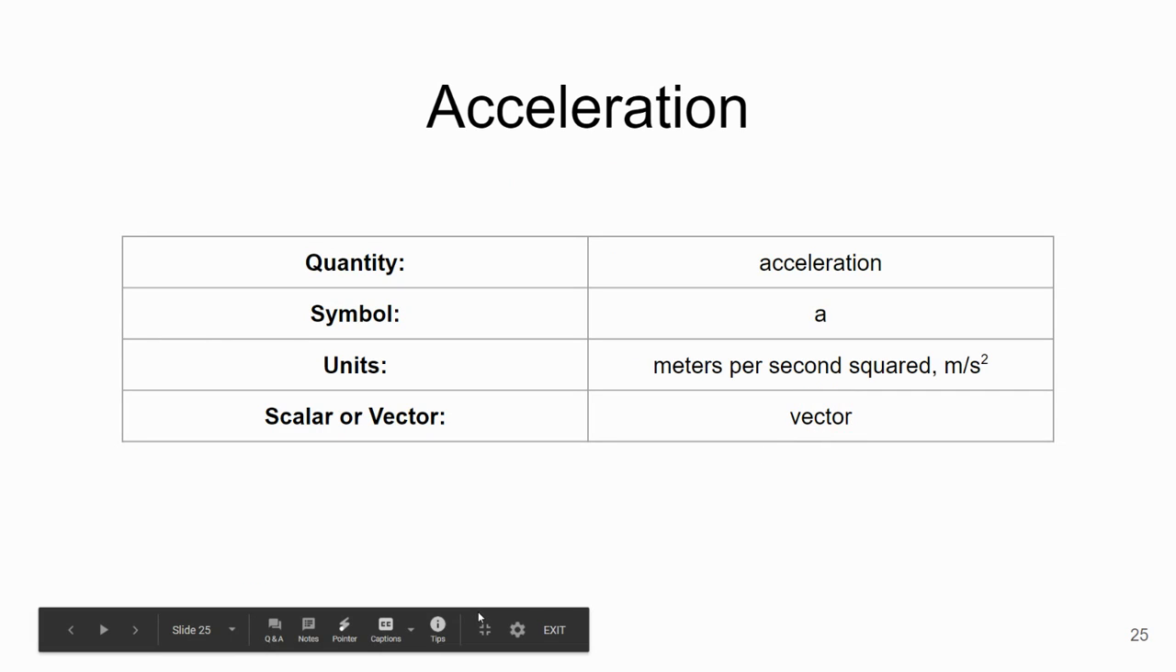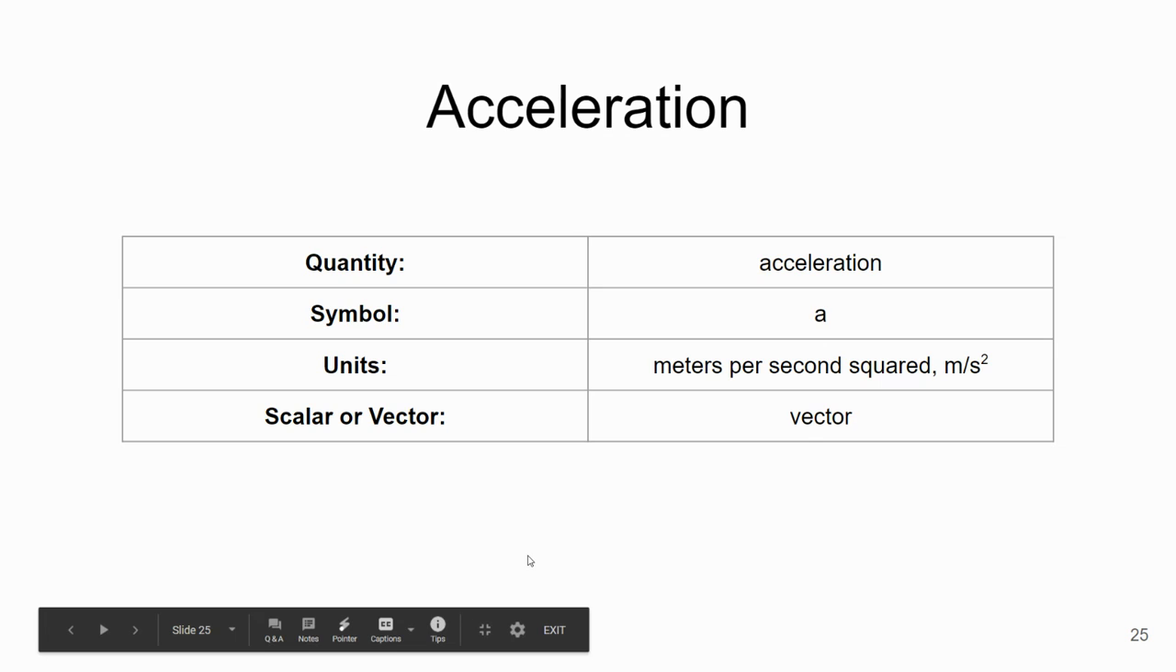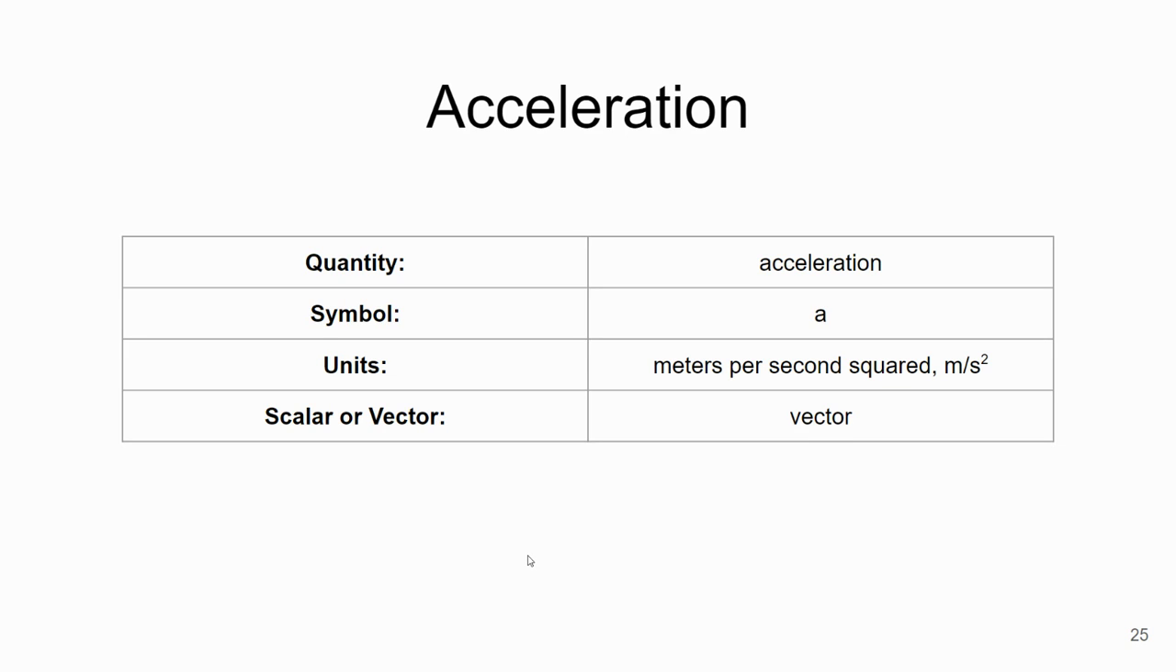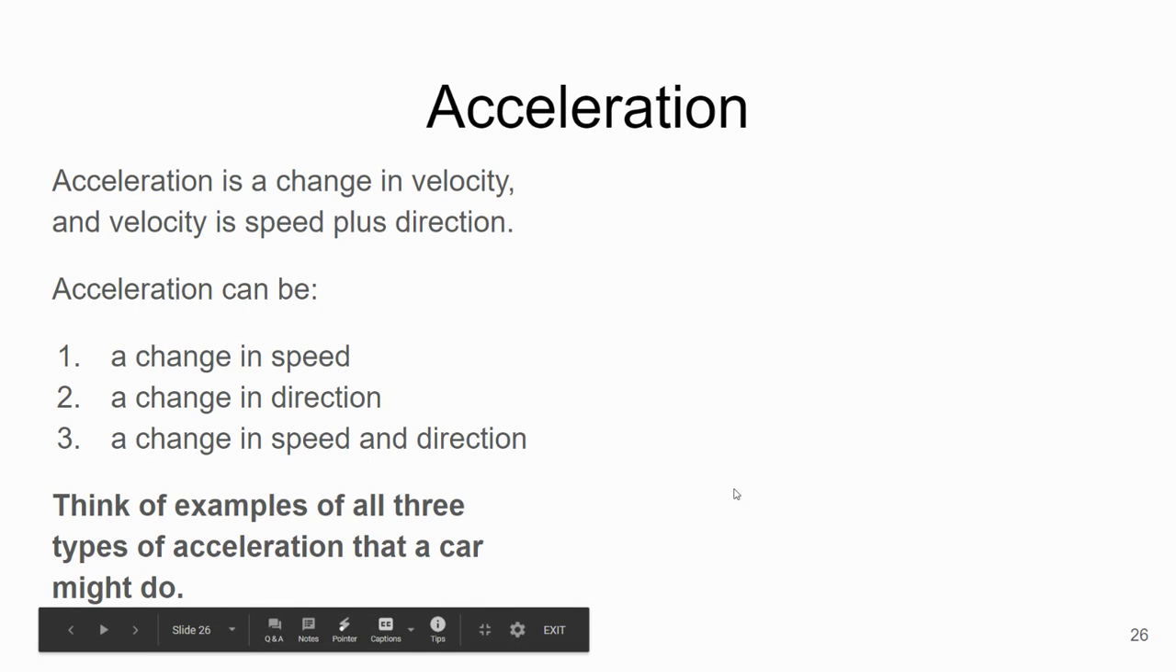So here is the slide. Our quantity is acceleration. Its symbol is A, which makes perfect sense, A for acceleration. Its units are meters per second squared, m divided by s squared, and it is a vector. And I said this in class, for whatever reason, there's not a word for the scalar version of acceleration. The scalar version of displacement is distance. The scalar version of velocity is speed. And the scalar version of acceleration, well, there's not a word for it. I don't know why. It seems very incomplete. These kinds of things bother me.